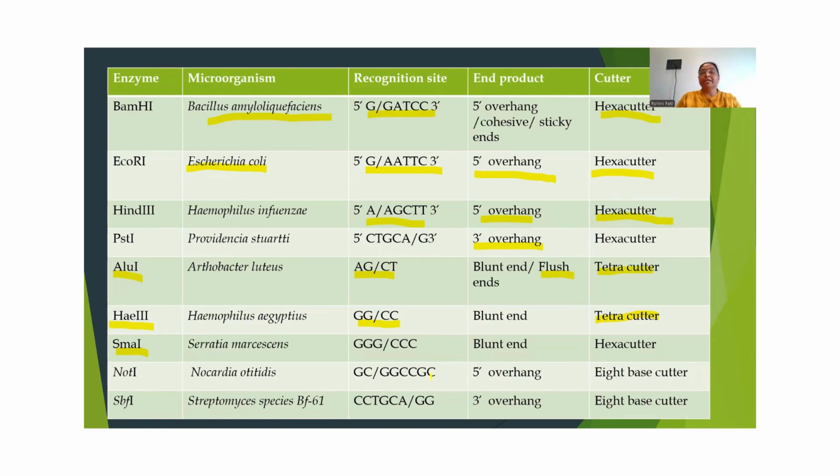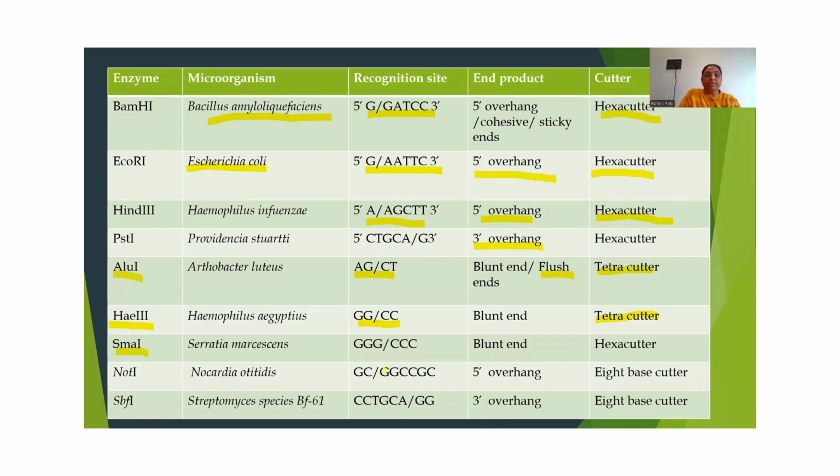These sequences may consist of 4 nucleotides, 6 nucleotides, or 8 nucleotides. Now when you look at the composition of these recognition sites, the recognition site is rich in GC sequences.